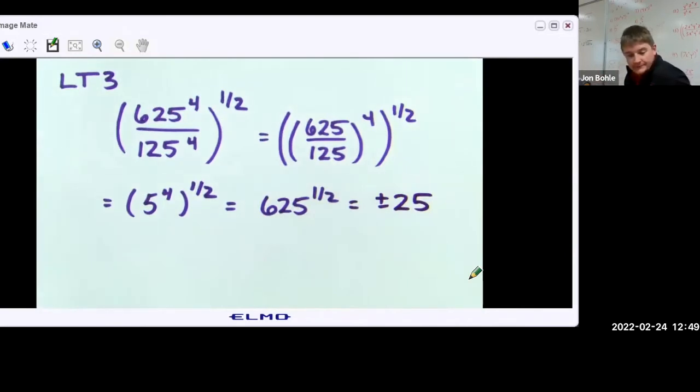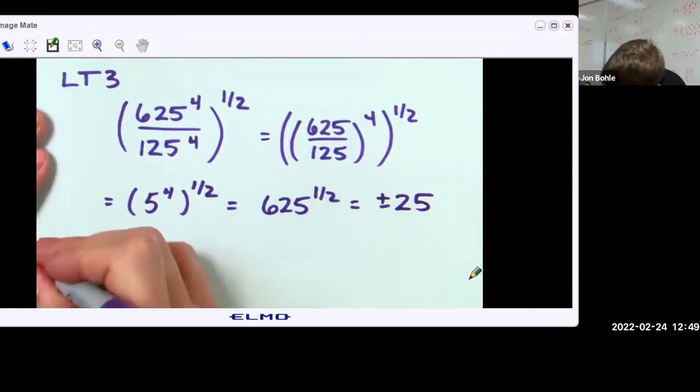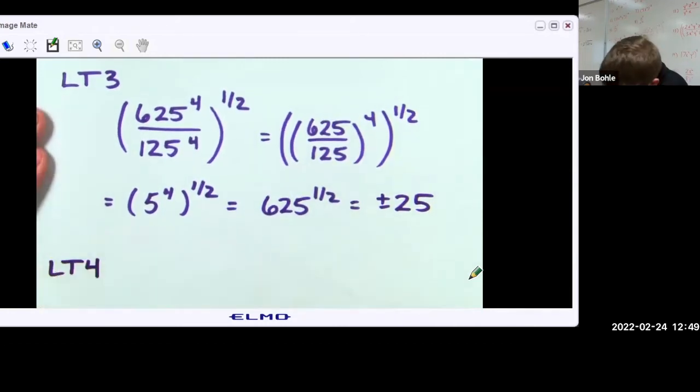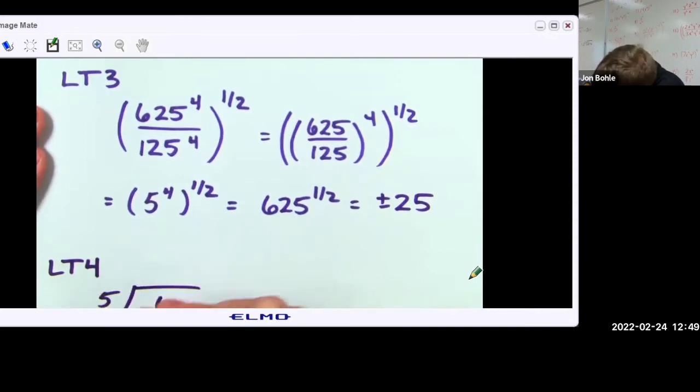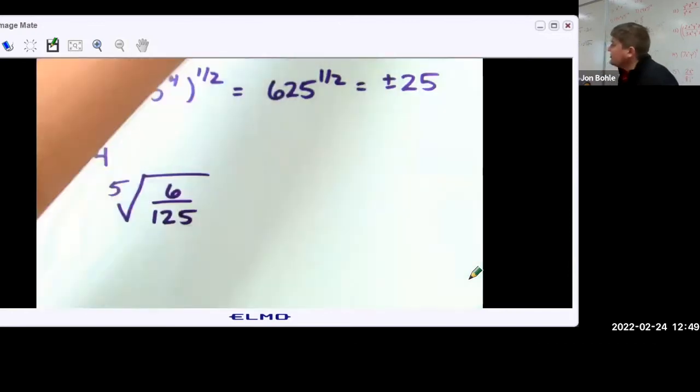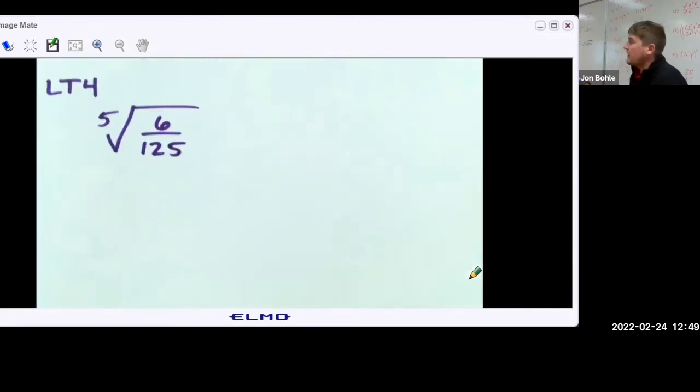All right. Last one before we actually go to the lesson. Learning target 4: can simplify radical expressions. Okay. Learning target 4 is still a struggle for us, so we're going to be going over this probably to start every class for a while.